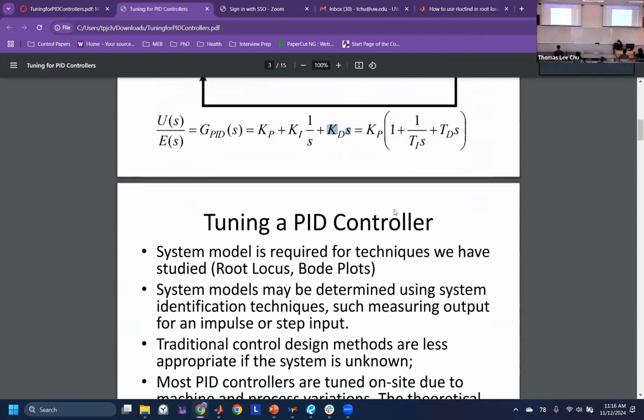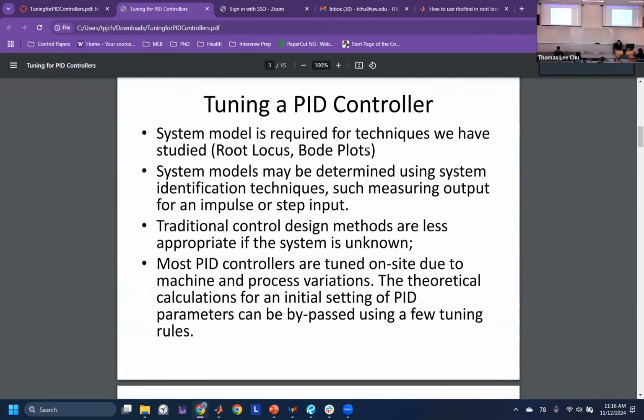What they tell you about root locus and Bode plots and traditional control methods is that they are less appropriate if the system is unknown. So this is the big thing. We use PID controllers on unknown systems. You can't use Bode plots. You can't use root locus. So they talk about how PID tuning is done on site right here.